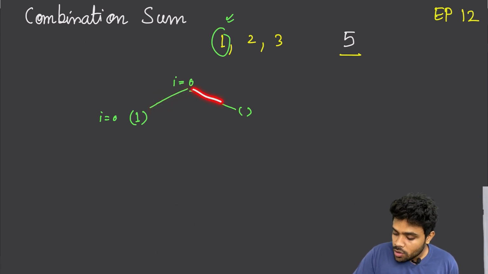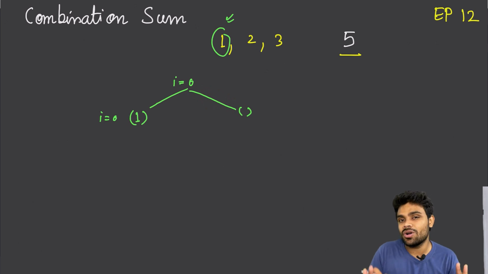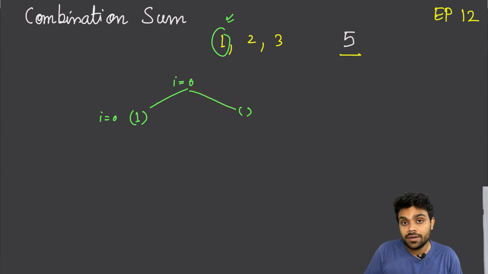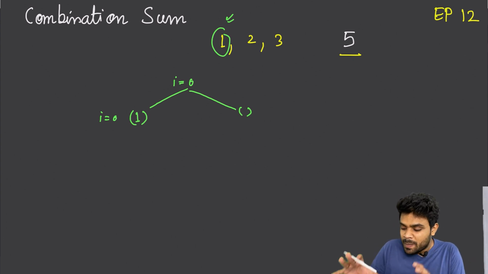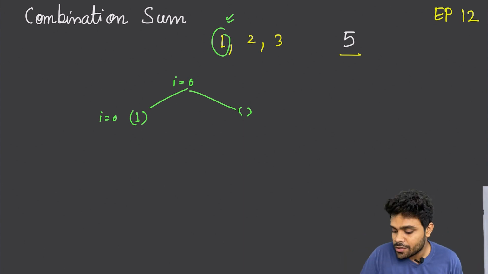But if we are not selecting 1 and going to the right side, it is sure, it is definite that you are not going to use this one again. So in this direction, you are not going to use the one again because you are already ignoring it. If you wanted this one to be there in your subset, you would have picked it up. But because you are ignoring it, you will not need it in future. That's why you are ignoring it right now. So in this direction, when we are going, our I is going to increment. It will be 1, but here it will be 0.